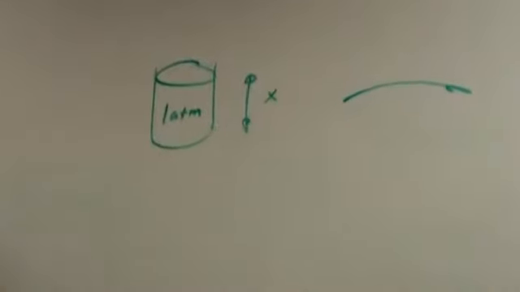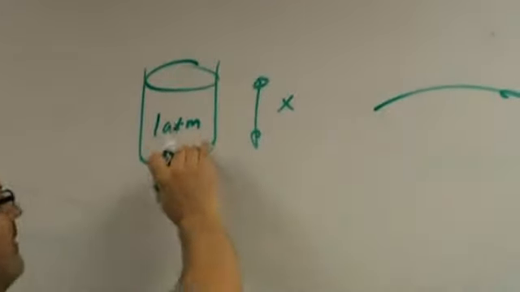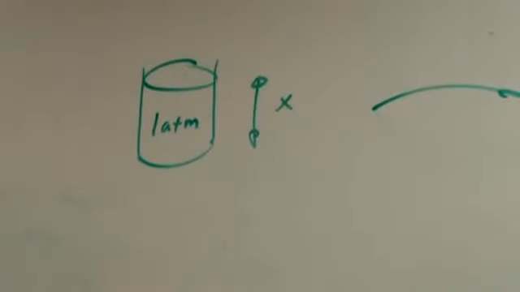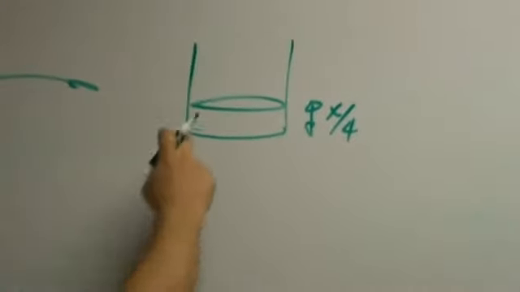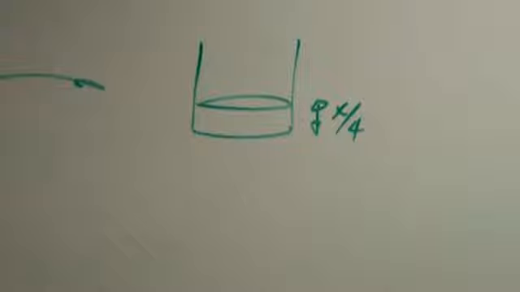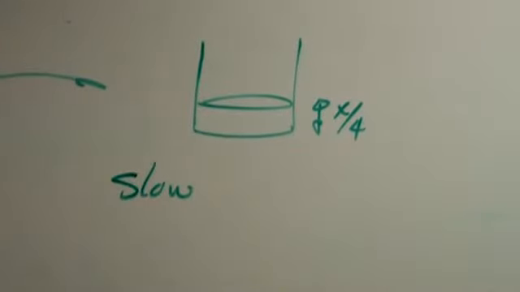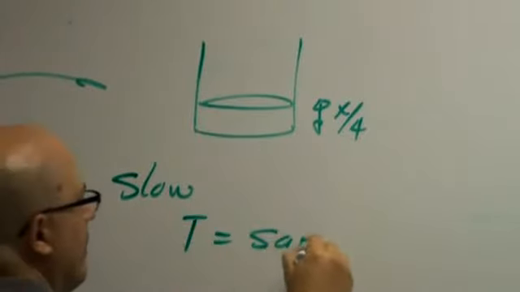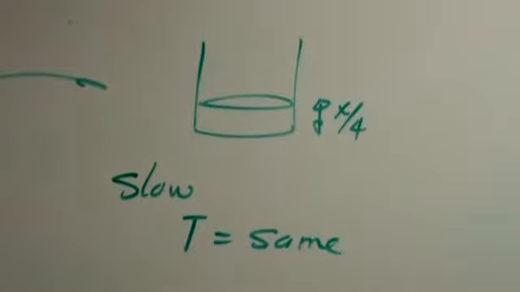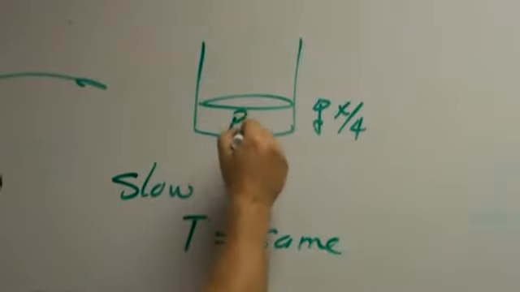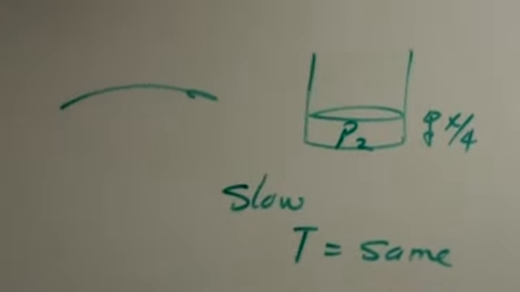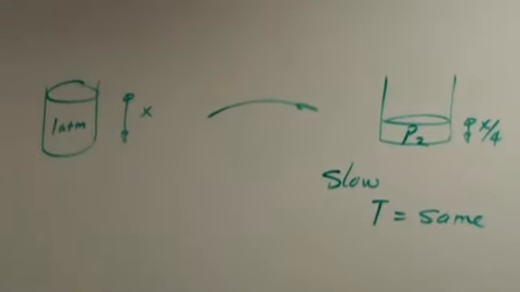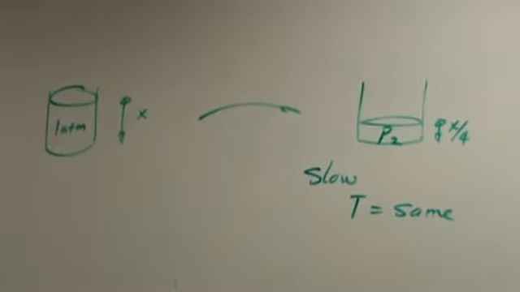In this particular problem, we're starting with a cylinder filled with 1 atmosphere of gas. The height of the cylinder is x. You compress the gas so that the new height is x over 4. But you do this real slow, so that the temperature stays the same. I want to know, what's my new pressure in the gas? So what's pressure number 2? And that's the original pressure. The new height is x over 4.